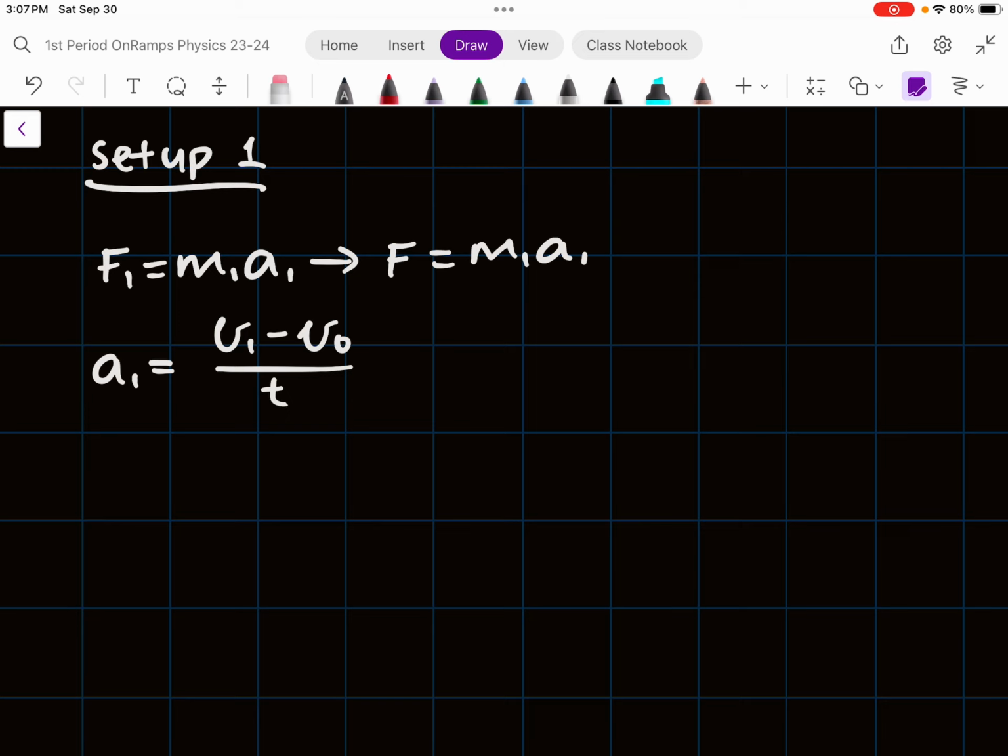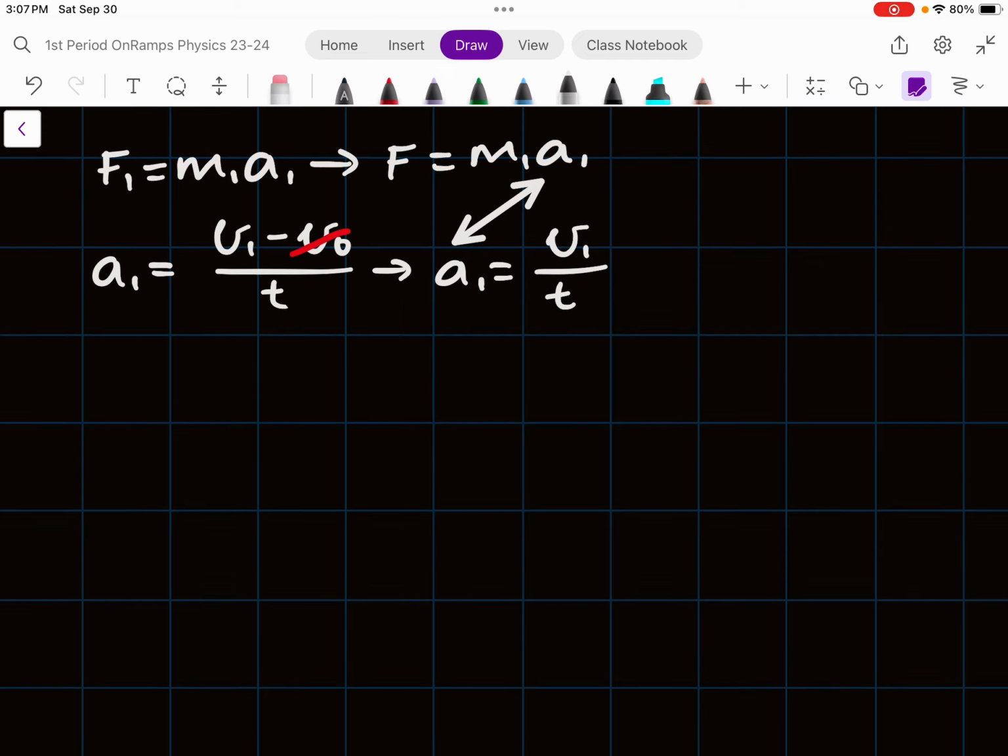We were also told that the car starts at rest, so then there's no initial velocity, meaning that acceleration 1 is equal to velocity 1 divided by time. Now I'm going to substitute here. I'm going to plug in v1 over t in place of the acceleration number 1. So force is equal to mass 1 times velocity 1 divided by time.